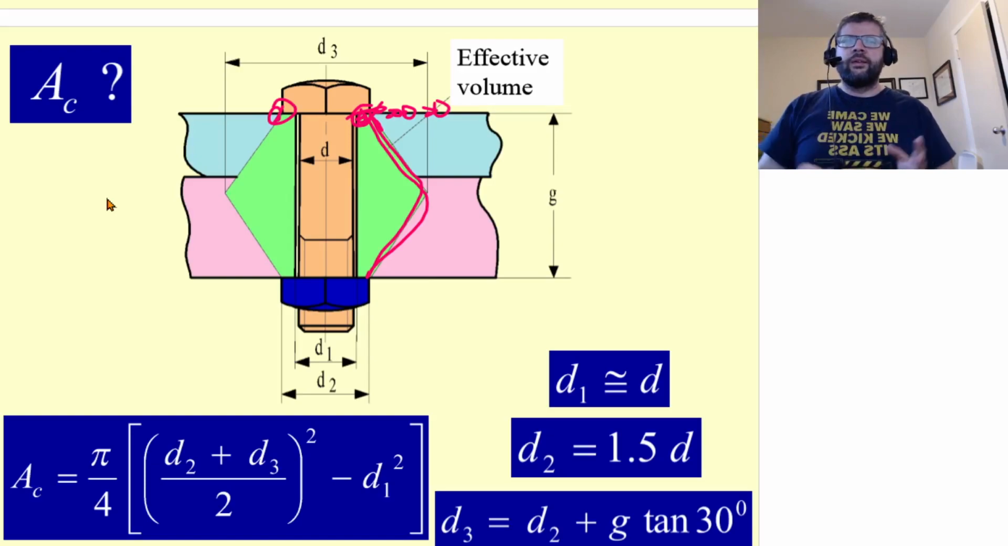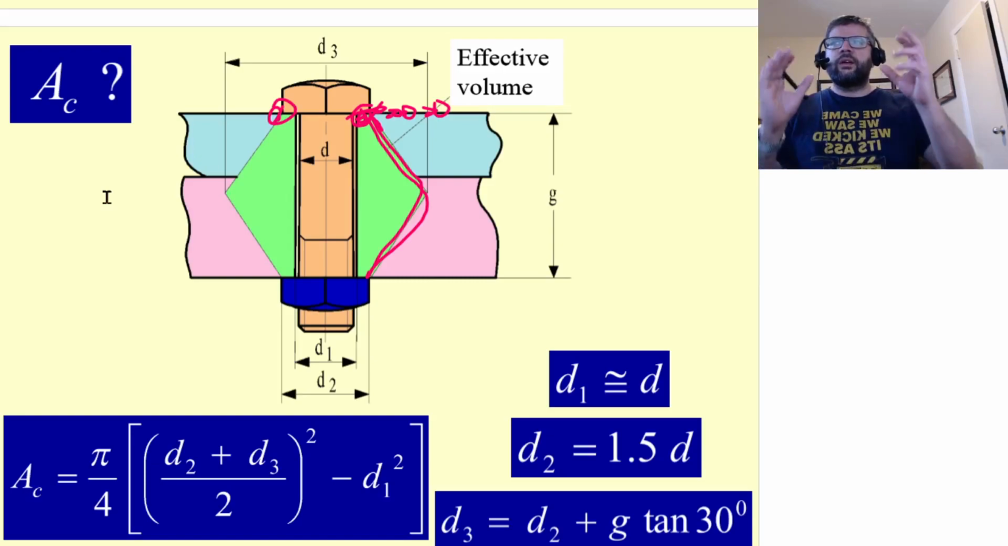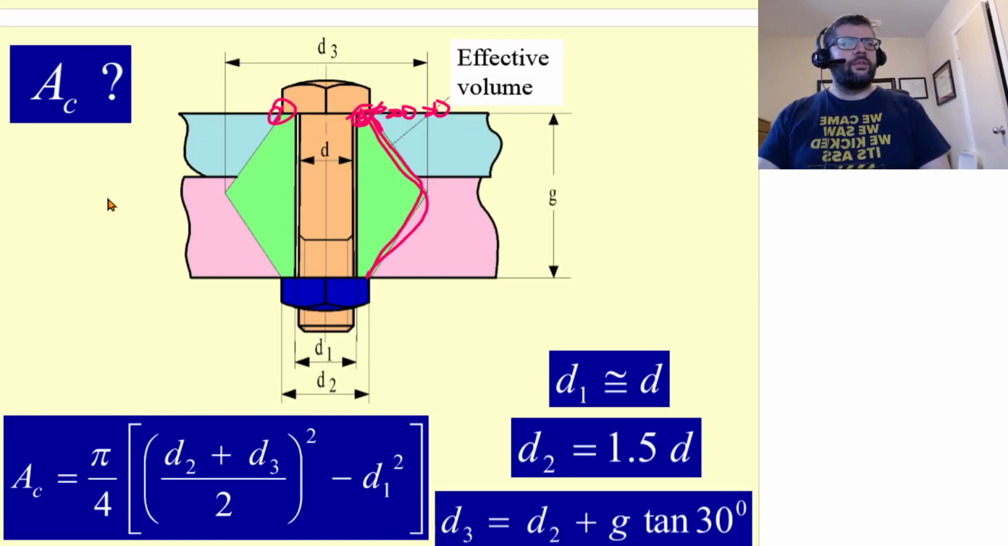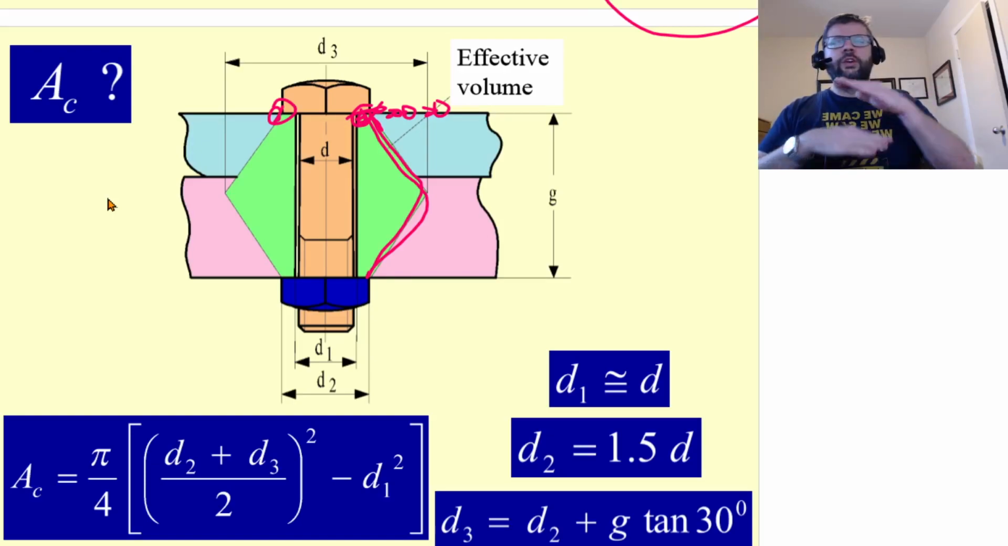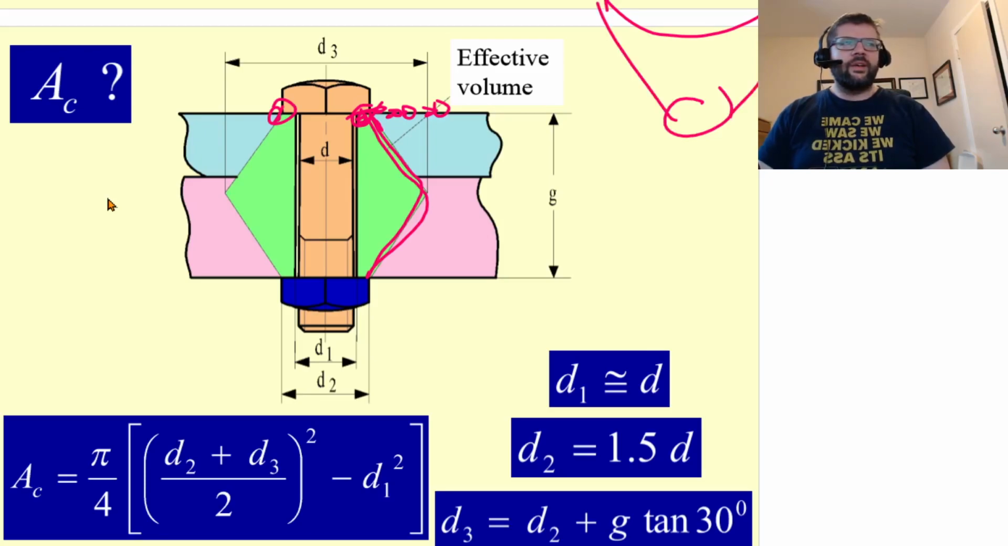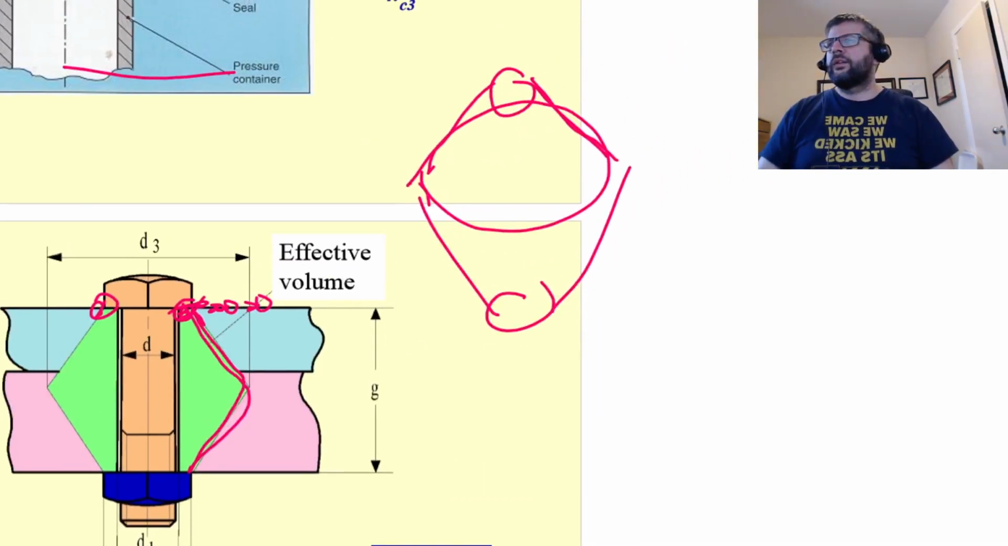So between the head of the bolt and the nut, you get, I guess, two lopped-off cones stacked one on top of another, kind of looking like that. I guess looking something like that.